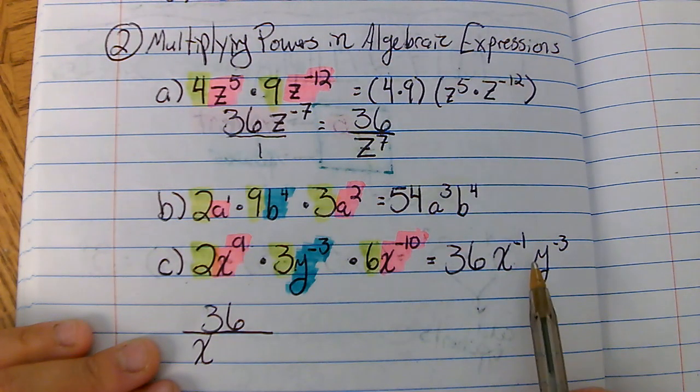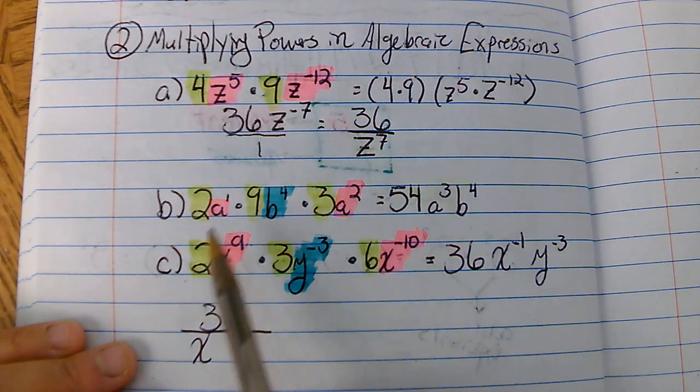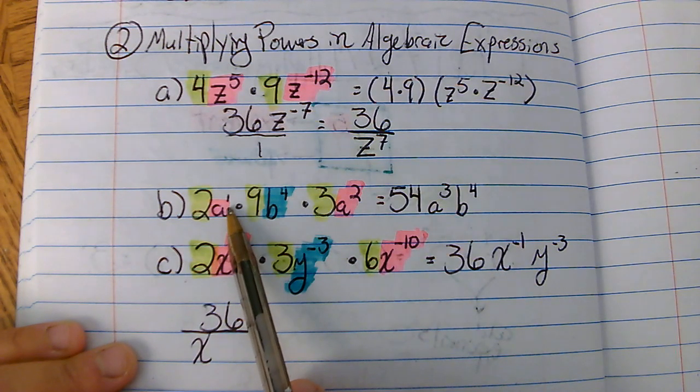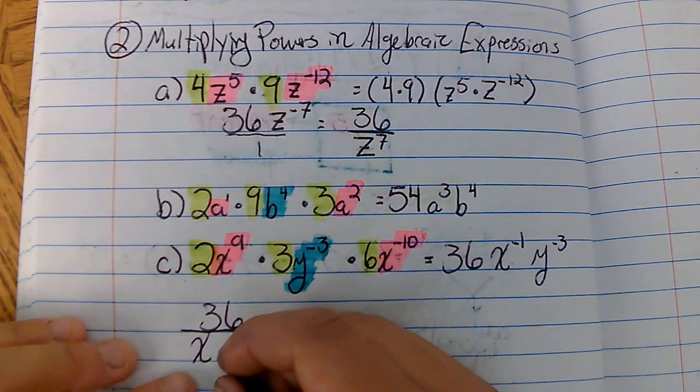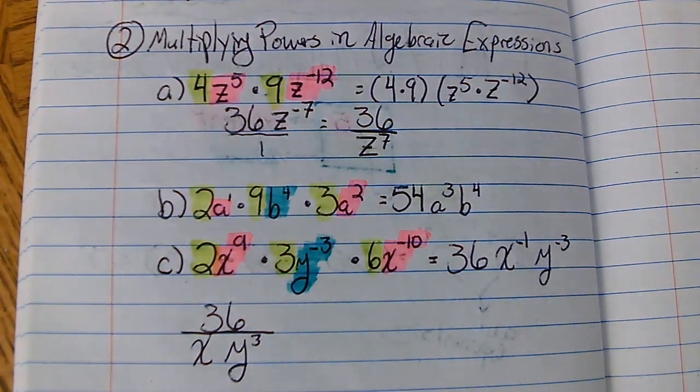You don't have to put to the first if you don't want to. It does become a positive one, but whenever it's a 1, we don't really have to write it. Like how this a didn't have the 1 written next to it. So x, y to the 3rd. And that would be that.